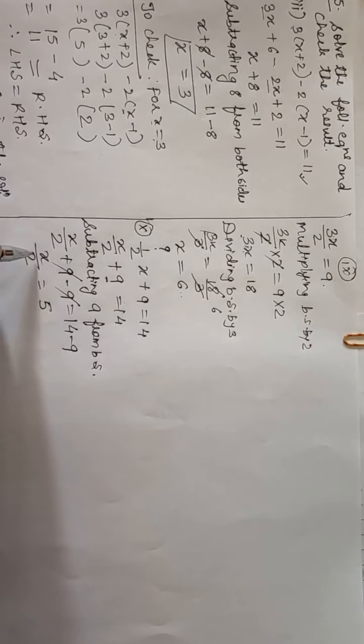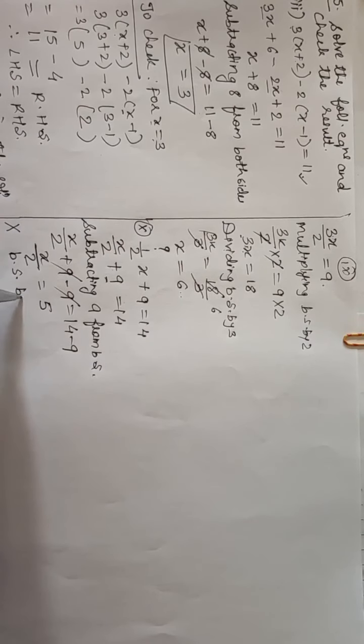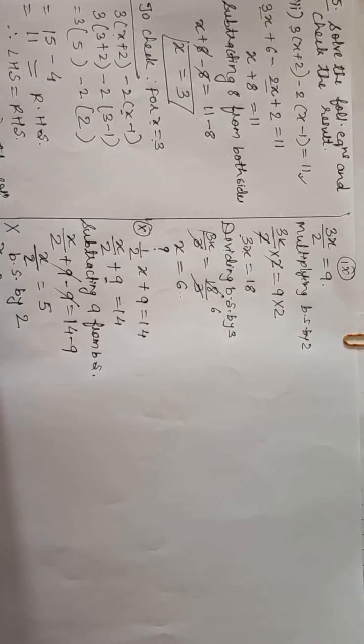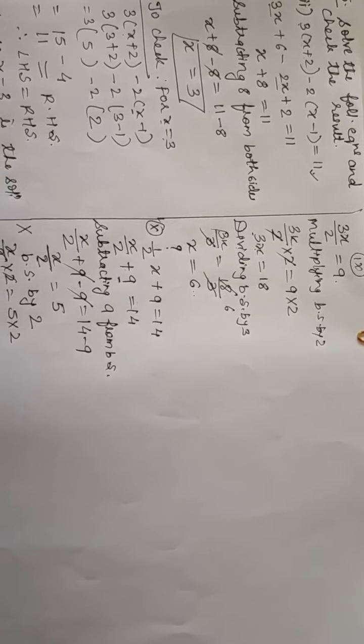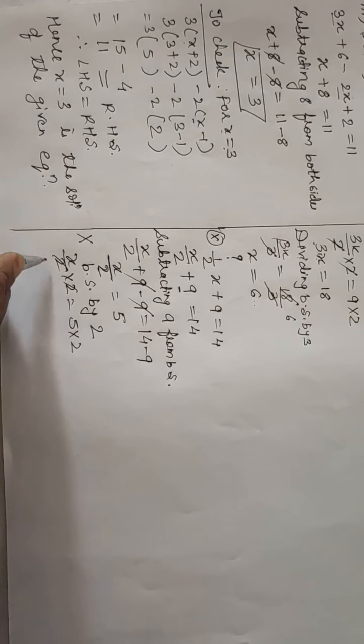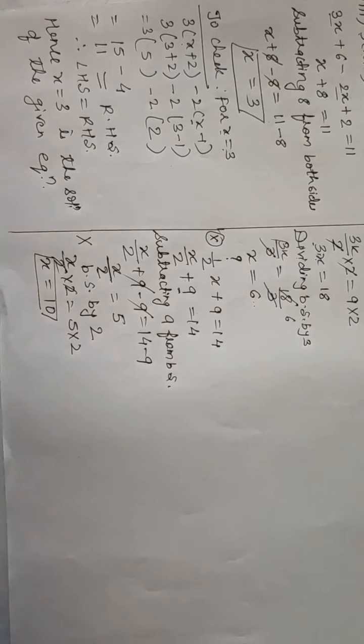Now you can see here is division and here 2 is there, so you have to multiply. So you will write multiplying, this is the sign of multiplication. Multiplying both sides by 2. So write x by 2 into 2 is equal to 5 into 2, and 2 gets cancelled. What is left now? x is equal to 10. x equal to 10 is the value of x. Now you have to check the result.